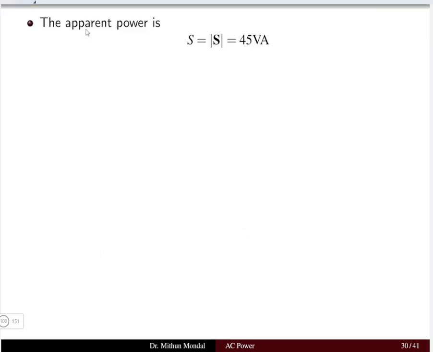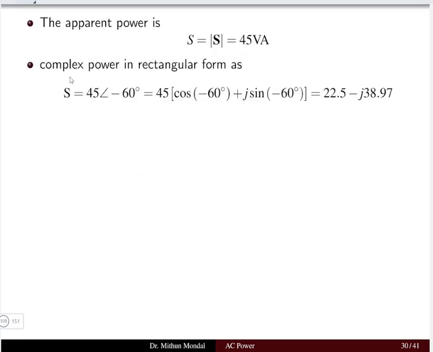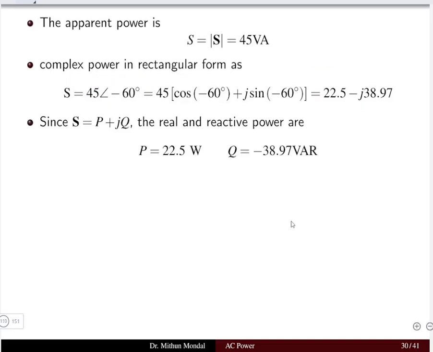Now we need to determine the apparent power. The apparent power is basically the magnitude of the complex power. We have already calculated that 45 volt ampere is the magnitude of the complex power, which is the apparent power. Now the complex power in polar form is 45 angle 60, and if we obtain it in rectangular form with the real part and the imaginary part, then the complex power can be written as P plus jQ. So this is the real power and this is the reactive power.